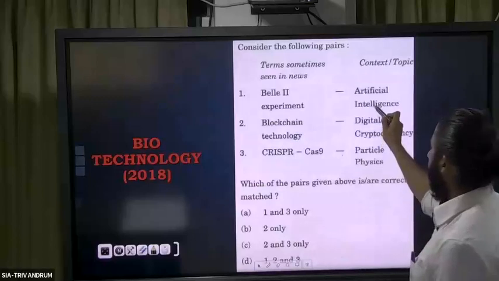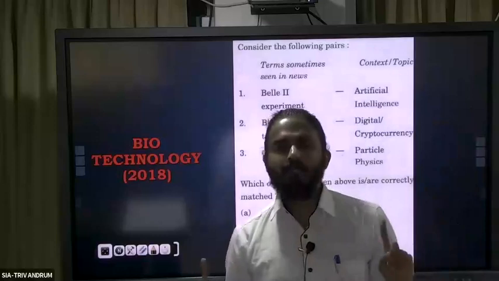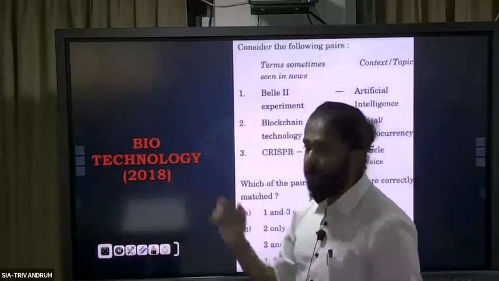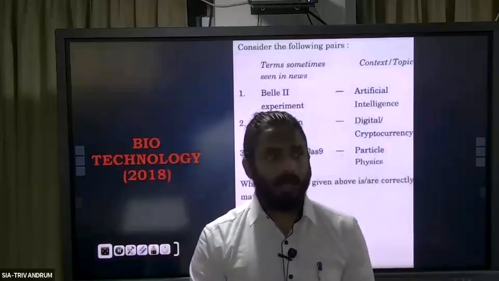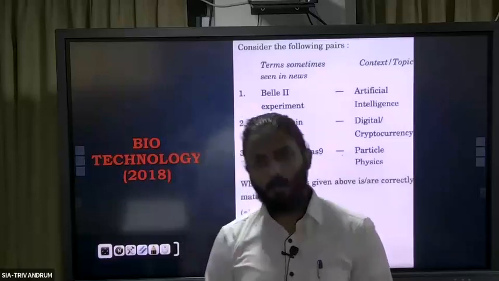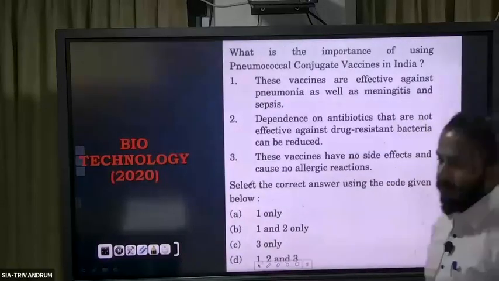These terms, artificial intelligence, blockchain, cryptocurrency, all of these have been asked in the question papers. Artificial intelligence was asked; this question came in 2018. In the 2020 prelims, they asked about applications of artificial intelligence, and I think one statement question on blockchain technology. Okay, so questions repeat. Then vaccines is another area.